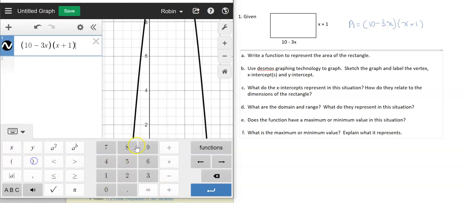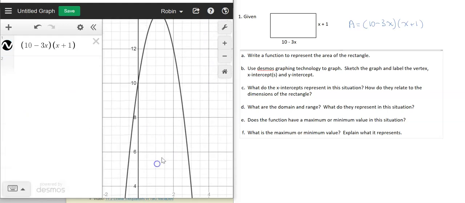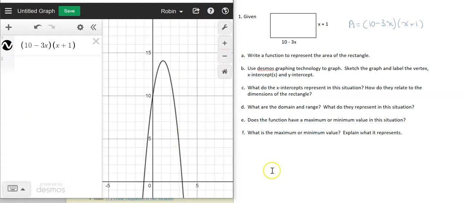Okay, and so again, we have that, and we might have to move things around. I might want to zoom out a bit. There we go. We have a nice visual of what this graph looks like. So we're now going to graph, or make a quick sketch of that. So our sketch is going to look something like this.